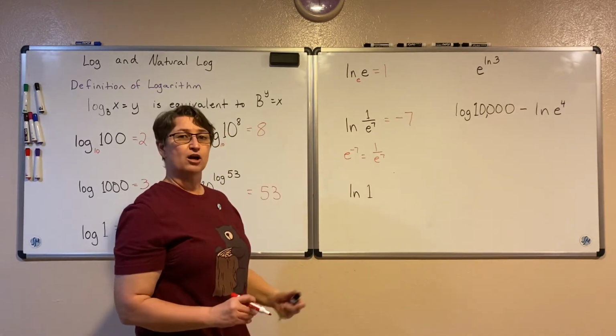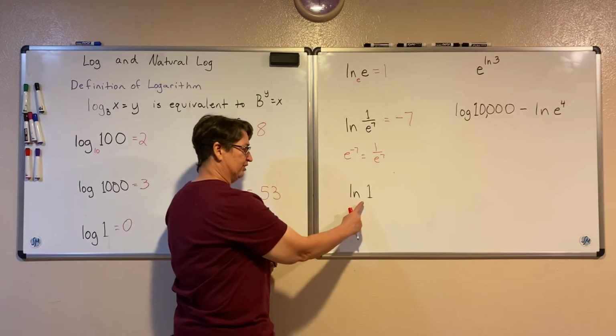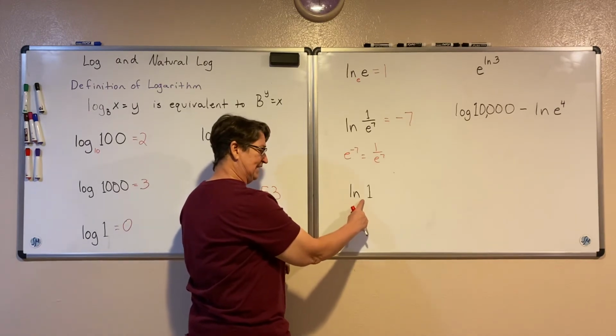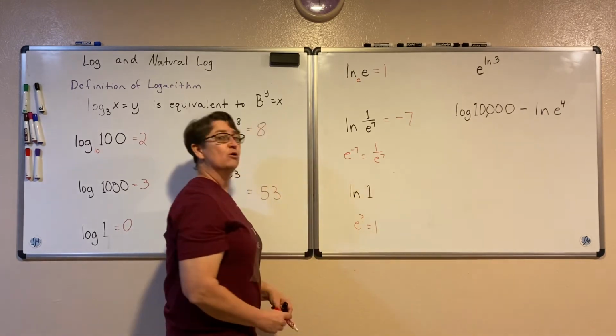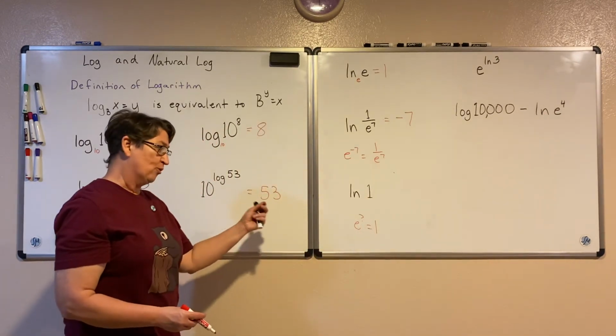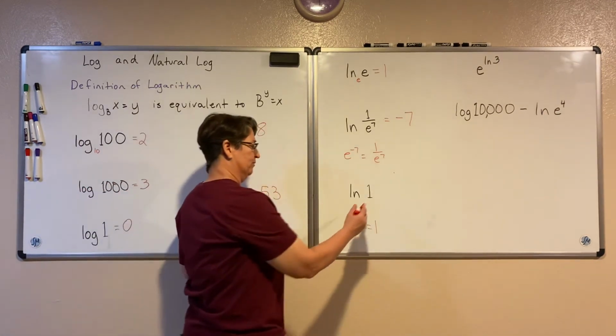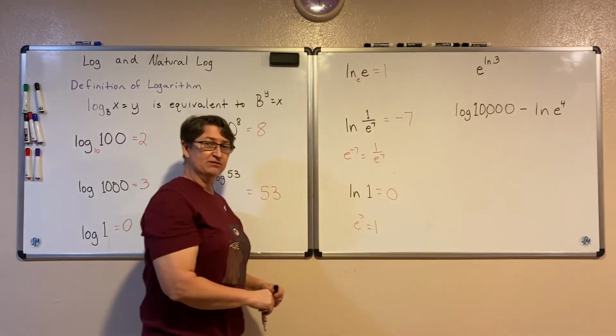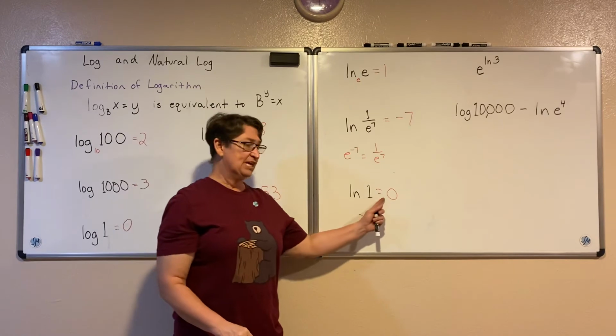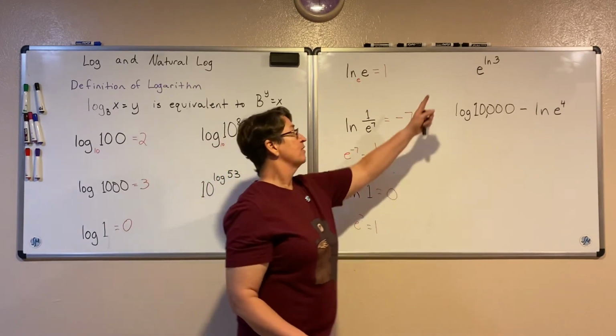The natural log of 1, again, there's an understood base of e. e raised to what power gives me 1? Well, any non-zero number raised to the 0 power equals 1. So when 1 is in our argument, the log is always going to be equal to 0.